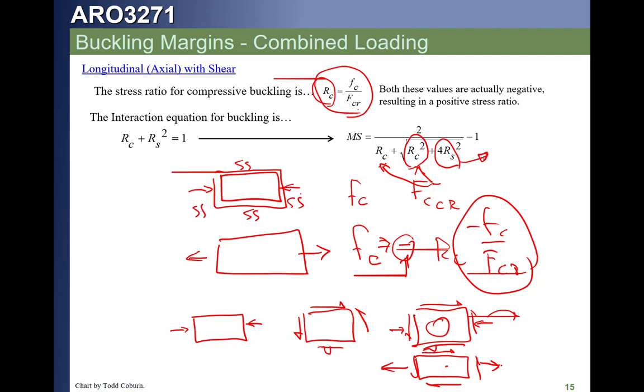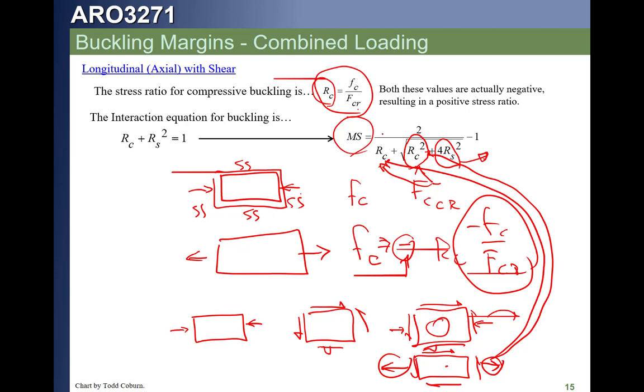And the way we're going to see that is because that tension is going to give you negative values in R_c both these places, which is going to tend to give you more resistance to buckling. Got that? We're going to see this concept of negative compression for tension loads in a few places in our investigation of stability. So make sure you understand that topic.